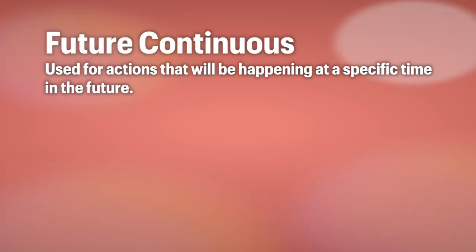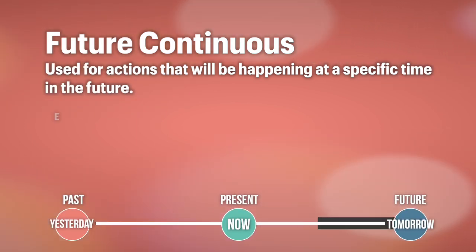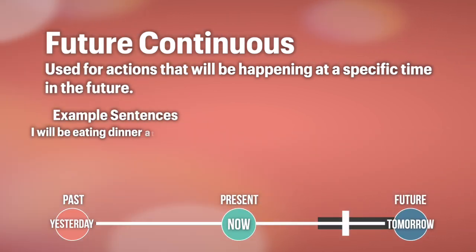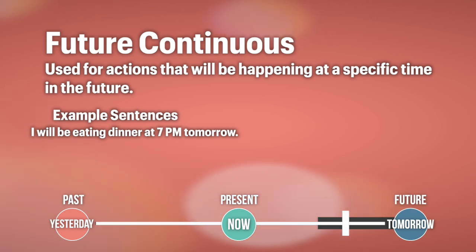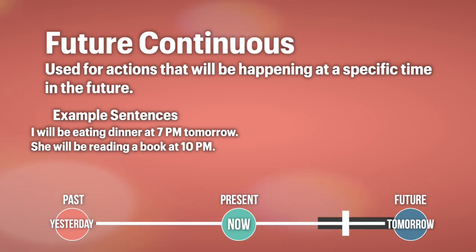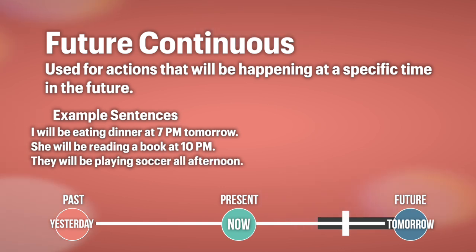The future continuous tense is used for actions that will be happening at a specific time in the future. For example, I will be eating dinner at 7 p.m. tomorrow. She will be reading a book at 10 p.m. They will be playing soccer all afternoon.